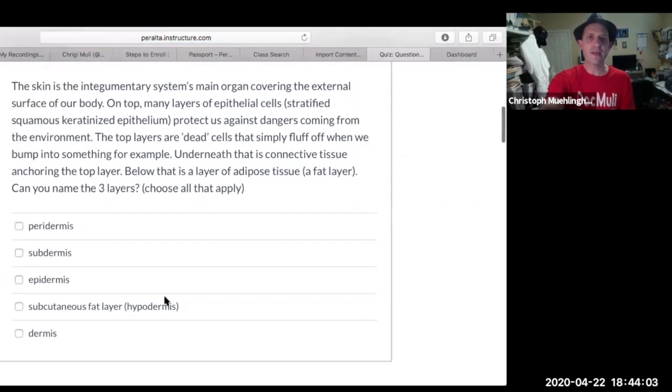The skin is the integumentary system's main organ, covering the external surface of the body. On top, many layers of epithelial cells. Stratified, squamous, keratinized epithelium. You don't have to understand that, but did you understand how that term is made? Stratified, what does stratified mean? Anybody?